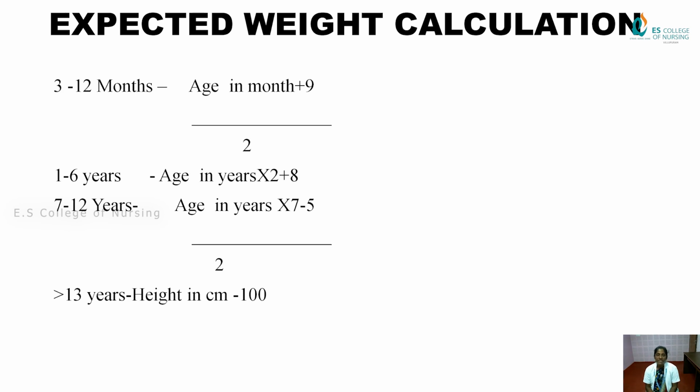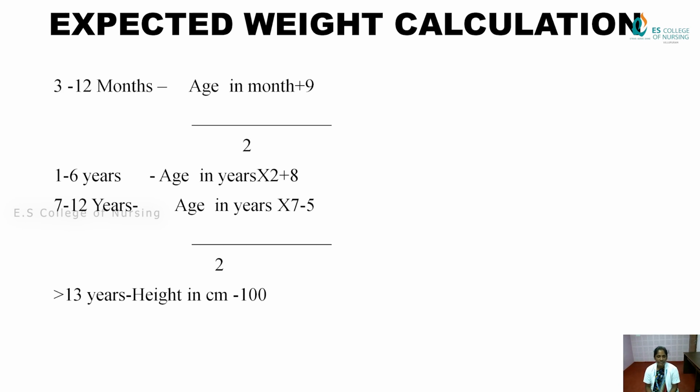Then coming to the 7 to 12 years, the formula is (age in years × 7 − 5) divided by 2. If the children go above 13 years, until 12 years we will call them school going children, and after 12 years, I mean 13 years, they become adolescents. When they become adolescents, we use the usual BMI calculation.